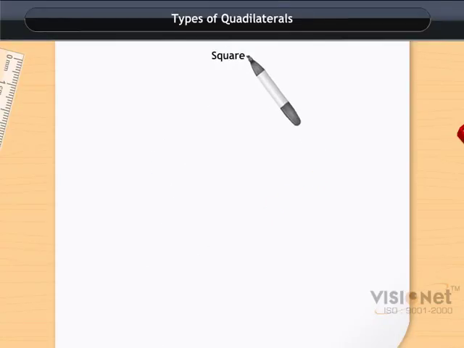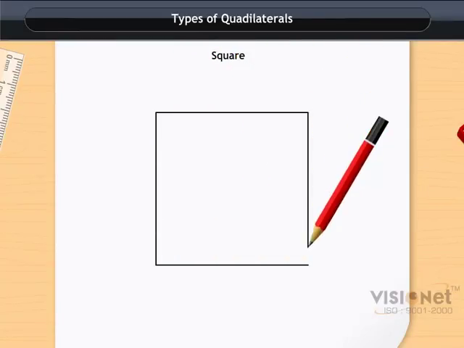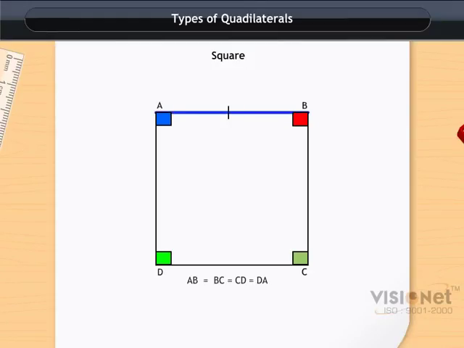A square is a parallelogram whose all sides are equal and one angle is a right angle. AB is equal to BC is equal to CD is equal to AD.